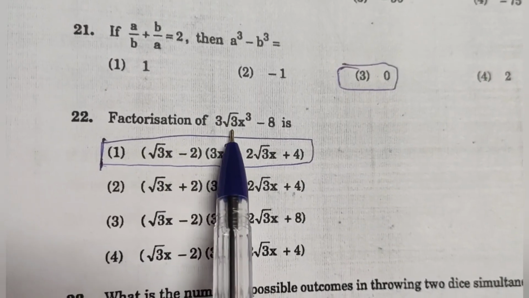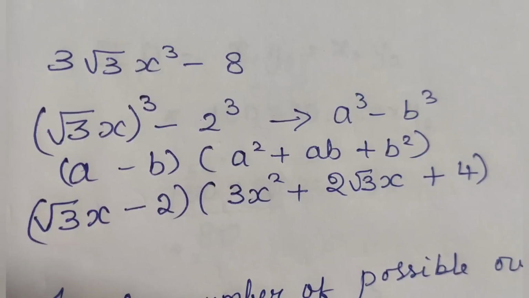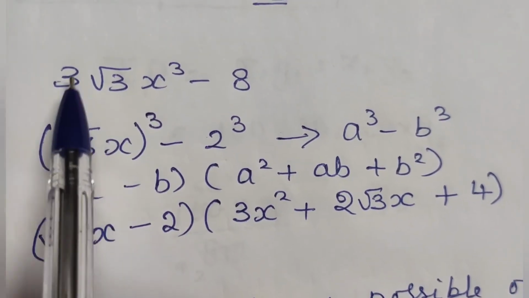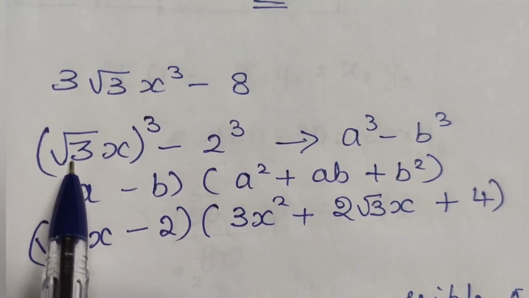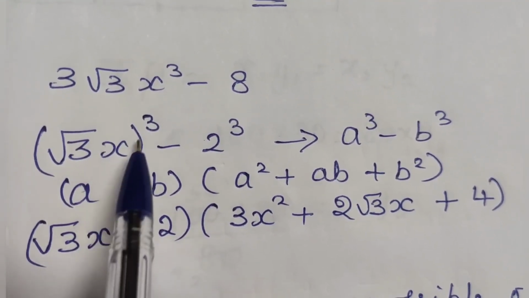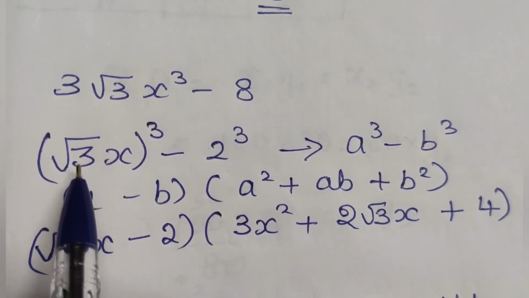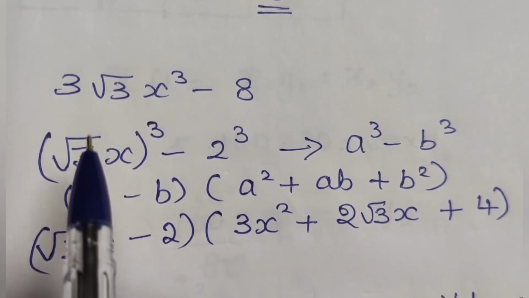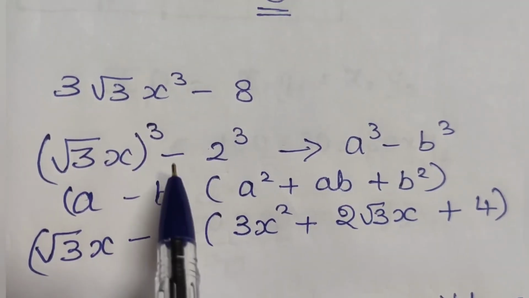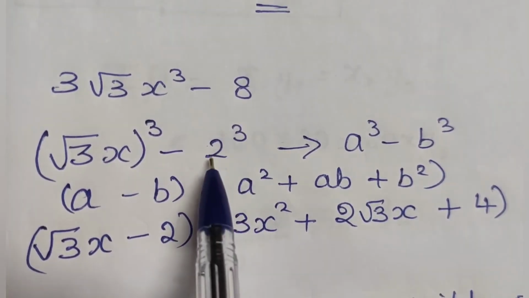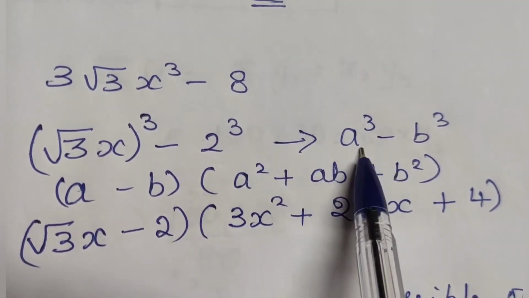Factorization of 3 root 3x cube minus 8 is dash. This is of the form a cube minus b cube, where a is root 3x. Root 3x the whole cube is root 3 into root 3 into root 3, which gives 3 root 3x cube. Minus 8 can be written as 2 cube. So it takes the form a cube minus b cube.